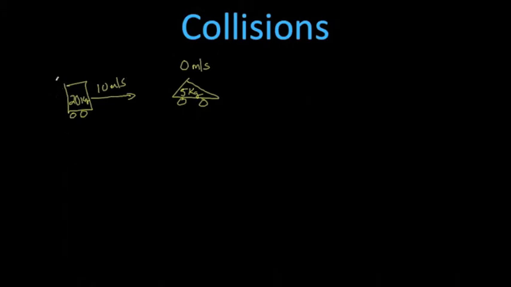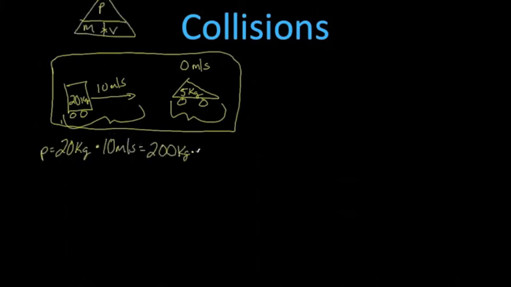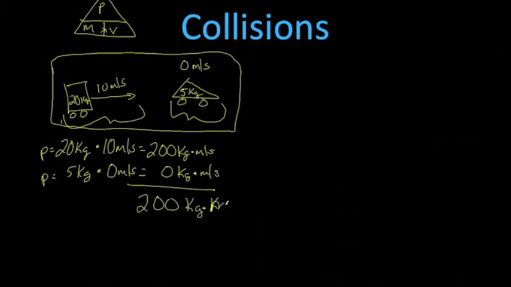So the overall momentum of this collision, once it hits, is going to be the same as the overall momentum before it hits. So before it hits, we have to calculate the momentum of each object. So 20 kilograms times 10 meters per second. This is 200 kilograms times meters per second for the square cart. The triangle cart's a little bit easier. It's 5 kilograms times 0 meters per second equals 0 kilograms meters per second. You add them together. The total momentum of this system is going to be 200 kilograms times meters per second.